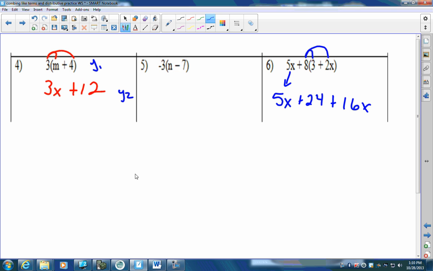Now do what we were doing before. Let's combine the things that go together. 5x and 16x, 21x plus that 24 stays there by itself.